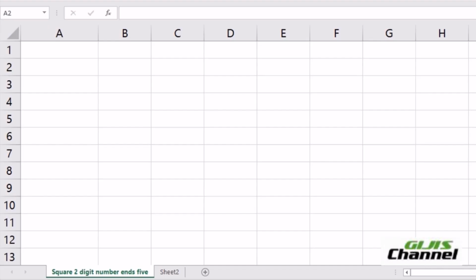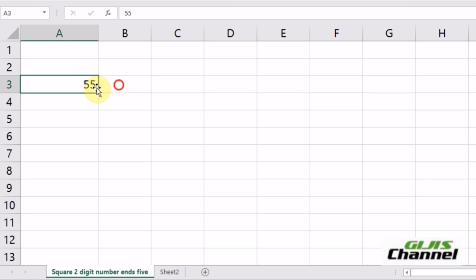Let's see how to square a two-digit number that ends in 5. Okay, let's see how to square a two-digit number, 55. How to square it? Here there are two digits in the number. On the right side is 5 and on the left side is 5.